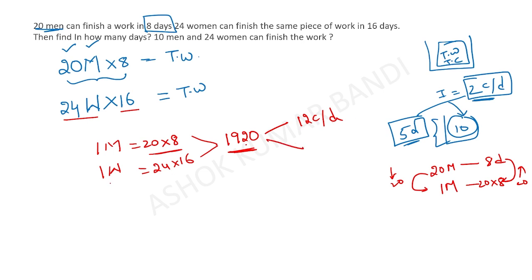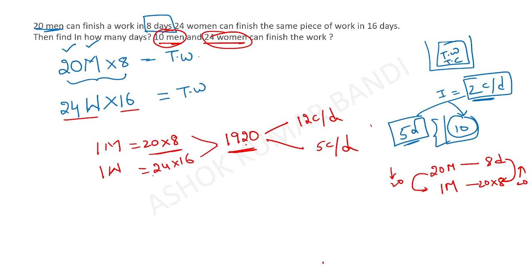Similarly, one woman can consume 1920 chocolates in 24 into 16 days. So in one day she can eat, let's find out, 1920 divided by 384, 5 chocolates per day. Okay, so one man can eat 12 chocolates per day, one woman can eat 5 chocolates per day.